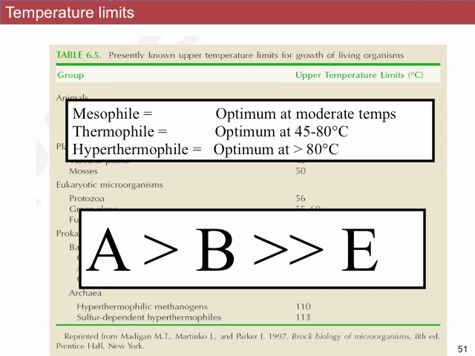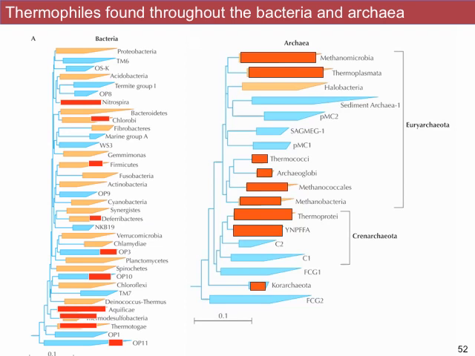There are many bacteria that can grow at high temperatures, and very few eukaryotes. So for thermophily, for high temperature growth, there seems to be a bias where archaea can do it best, bacteria are sort of next best, and eukaryotes are not particularly good at it.